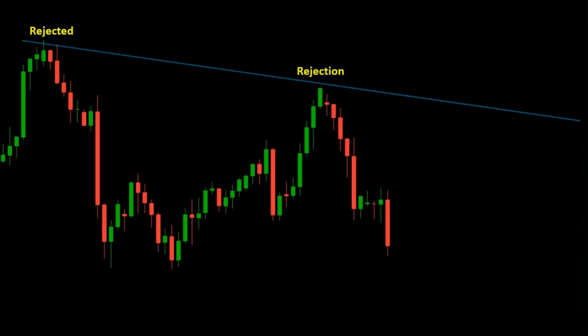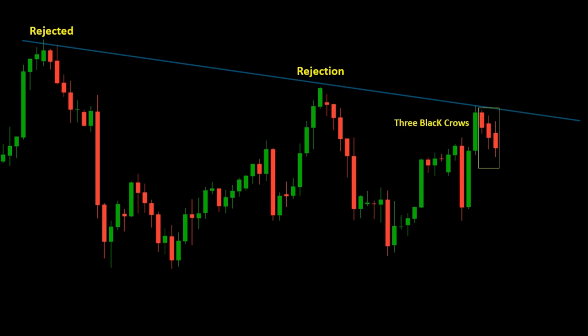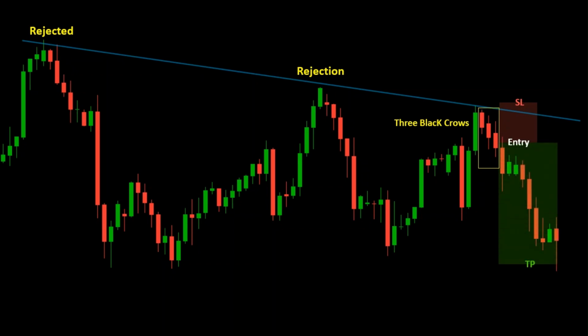Let's take a look at a real market chart example of the three black crows pattern. In this setup, you'll notice that the price has been rejected multiple times from a downward trend line, indicating strong selling pressure. As the price retraces back to the trend line, a three black crows pattern forms. This presents a high probability sell opportunity, suggesting that the price may continue moving downward from this area. To manage your risk, place your stop loss just above the high of the pattern, and set your take-profit target near the next significant support zone. This kind of setup, combining candlestick confirmation with trendline resistance, can be a powerful addition to your trading strategy.